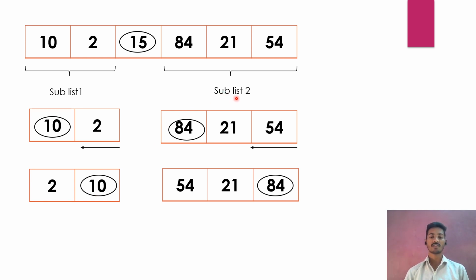Next, check sublist 2. Sublist 2 consists of 3 elements, 84, 21, 54. 84 is the pivot element. Scan from right side to left. Now 54 is less than 84. So we have to swap both 84 and 54. After swapping, we will get this. Here, the elements before the 84, 54 and 21, are less than 84. So the pivot element is placed in its correct place. Now we have to take this as a sublist and apply the conquer method to this also.